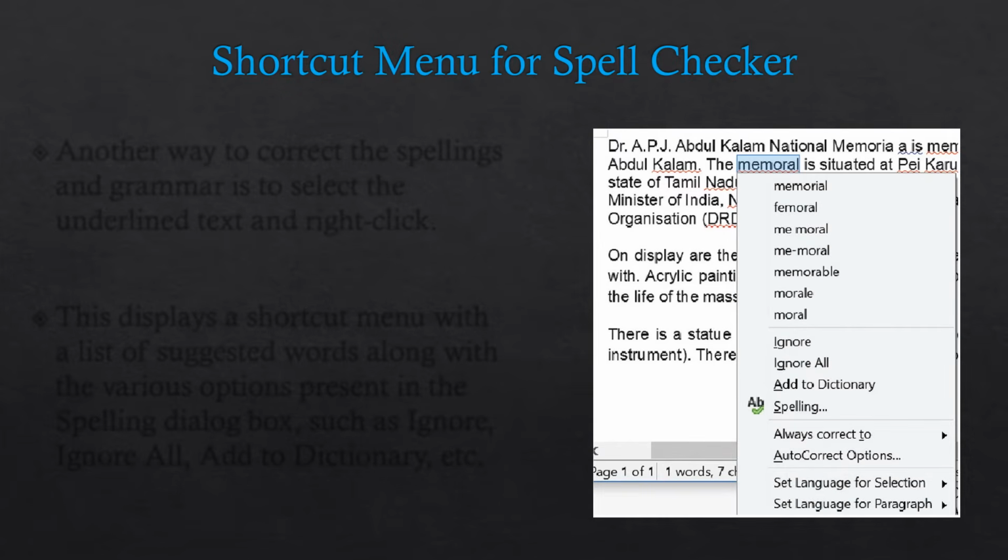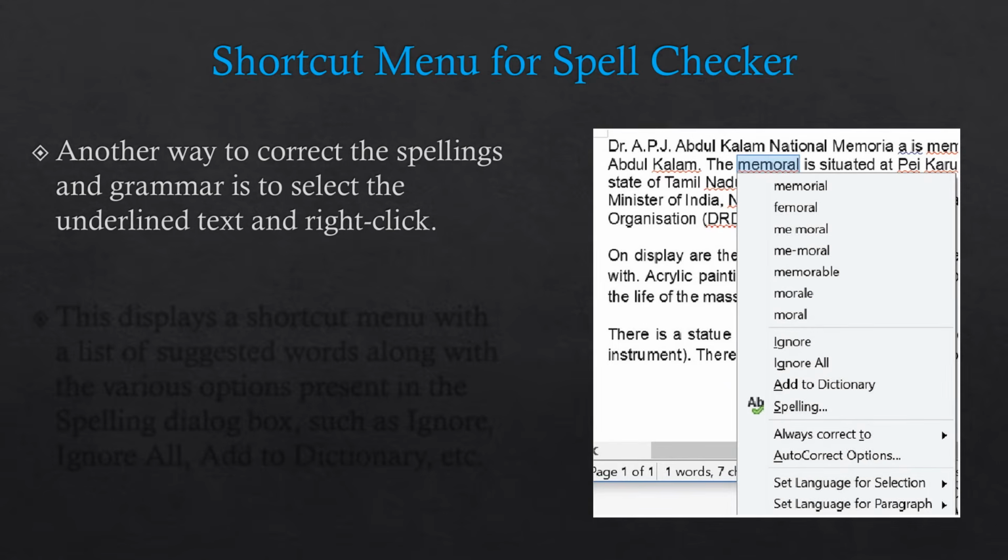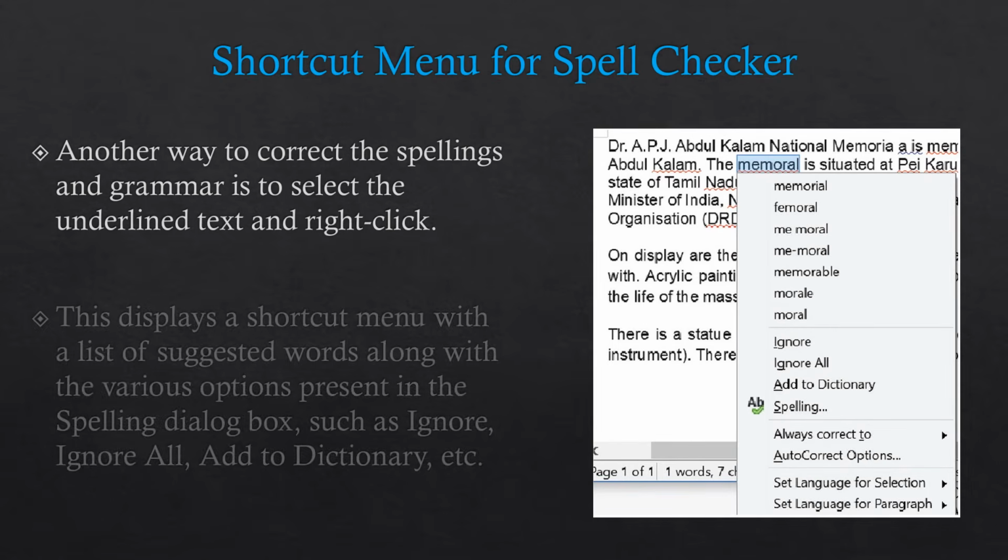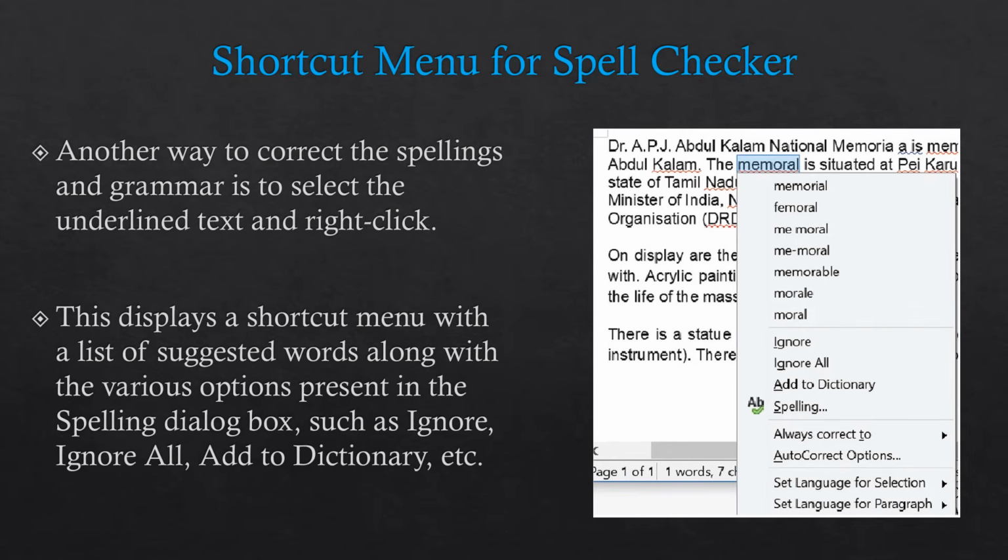It is not necessary to run the spell checker using the toolbar or menu bar only. You can also use the shortcut menu. You can select the underlined text and right click it. Then you will be displayed with a lot of suggested words and also the options that were available in the spell checker dialog box, such as ignore, ignore all, add to dictionary, and many more options. So this is the shortcut menu which you can use for the spell checker.